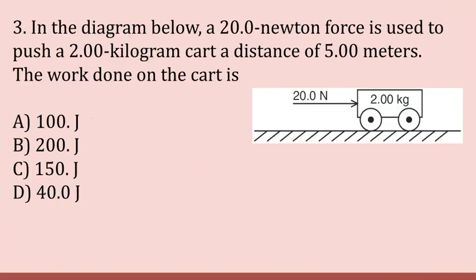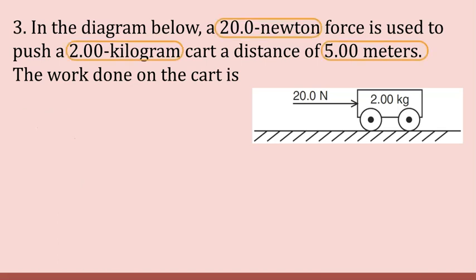The last one I'm going to look at in this video is question 3. It says, in the diagram below, a 20 Newton force is used to push a 2 kilogram cart a distance of 5 meters. The work done on the cart is what? So, of course, I'm going to start by circling my numbers and units. I'm underlining the unknown, which is work. And I put a box around force and distance, because I think those are going to be important variables to use for this problem.